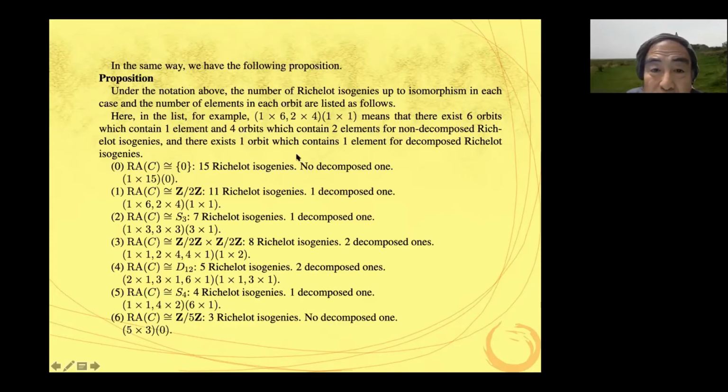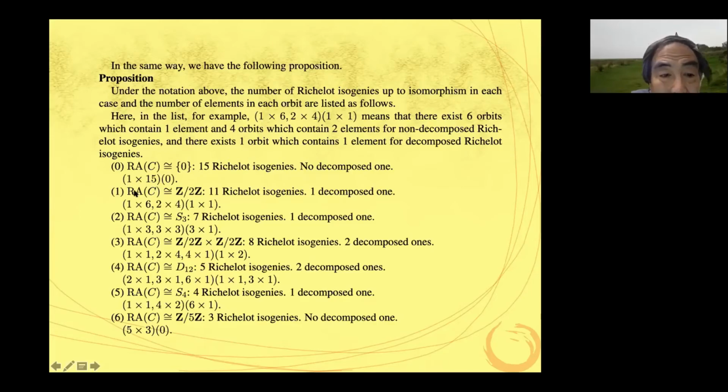We do such a calculation, and we can make a list of orbits of the reduced automorphism group on the set of isotropic subgroups. For example, if the reduced automorphism group is trivial, then it does not contain any long elements, so there is no decomposed one, and all orbits consist of 1 and 15 such exits.